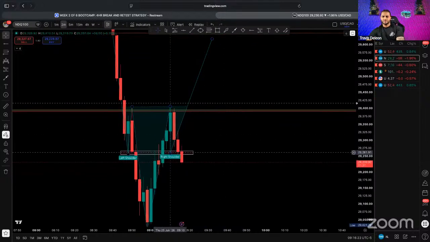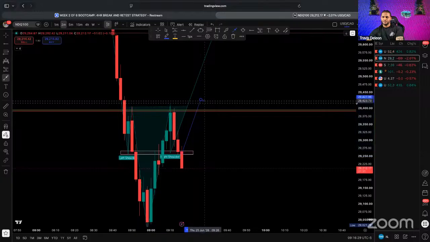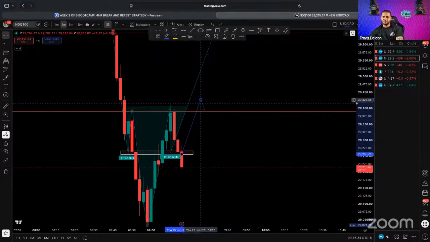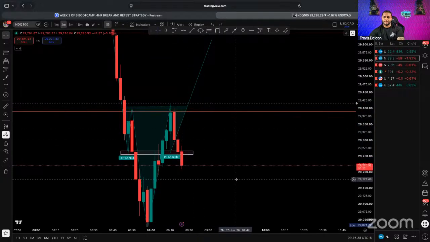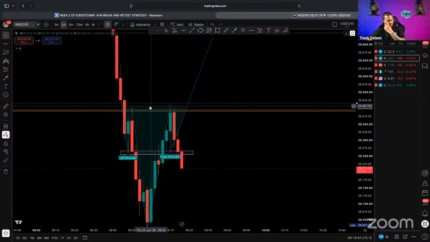So I said this would only be valuable if price came here and closed, but that didn't happen. Price continued lower, so it's not fully formed. It only forms after we get a break and close over here.